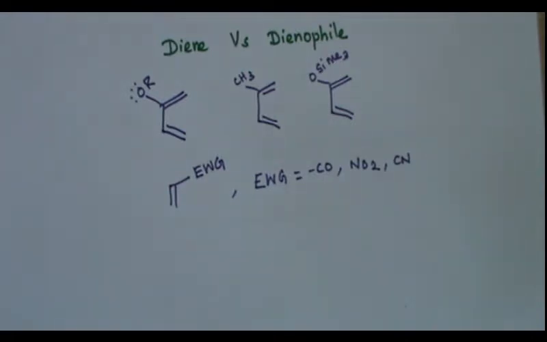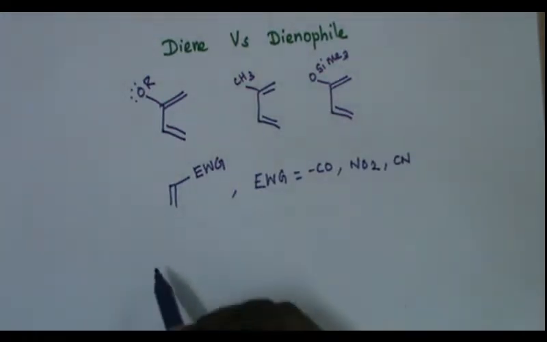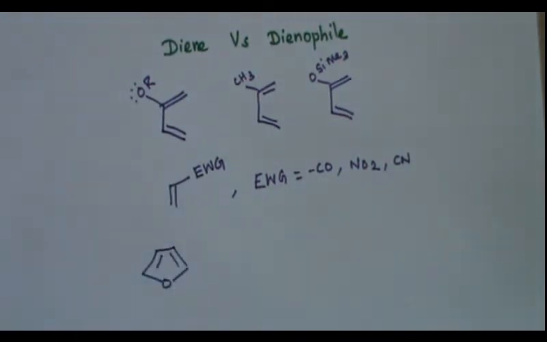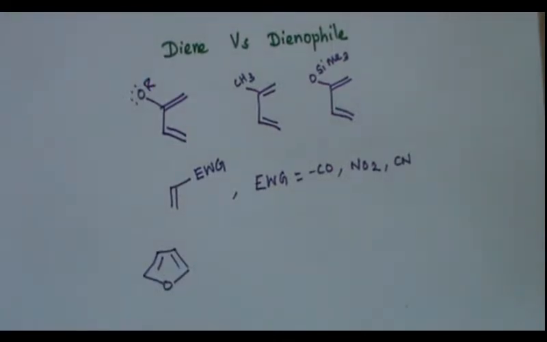So now, what are the other dienes we use in Diels Alder reaction? The most common one is furan. Here is the question. Furan acts as a diene for Diels Alder reaction, but pyrrole doesn't. Why?